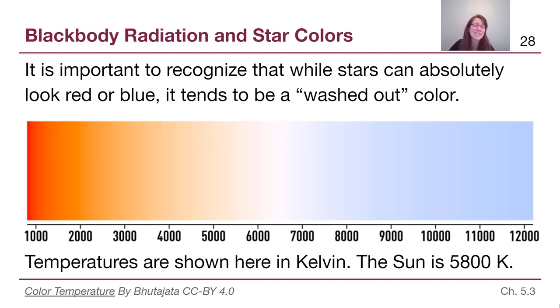It's also worth noting that the sun is around 5,800 Kelvin. So if we look at this chart here, we would see that the sun is a kind of yellowish white, orangish white color. And although it looks yellow, if we look at it with our eyes, what we're seeing is that kind of orangish white color and how our eyes perceive that.